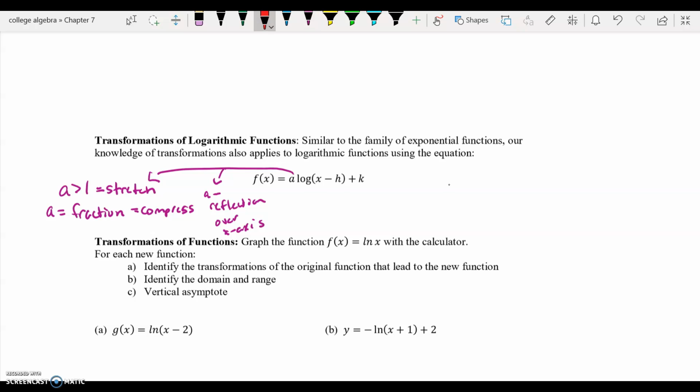The next thing, if this is a negative, it flips it over y. If your h is positive, that means it's left. If it's negative, it means it's right. Remember, they're lying to you. And lastly, your k, positive is up, negative is down.